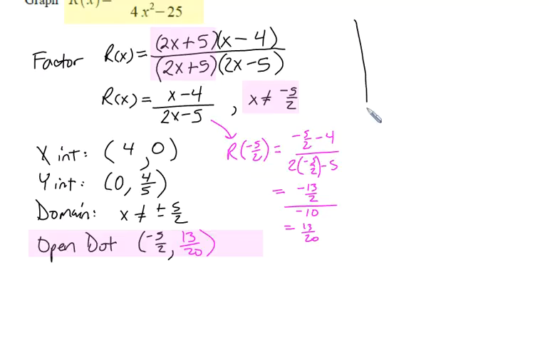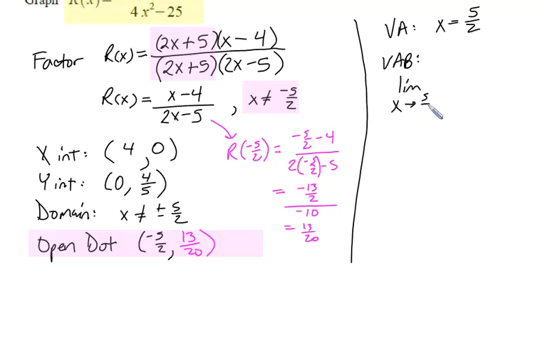Now that we've taken care of the open dot, we have to turn our attention to the other problem spot in the domain, which is the fact that we have a vertical asymptote at x equals positive 5 halves. So we will write out our vertical asymptote behavior. The limit as x approaches 5 halves from the left of our function r of x, and the limit as x approaches 5 halves from the right of our function r of x. Watch the notation being used for limits. I will be picky about that.